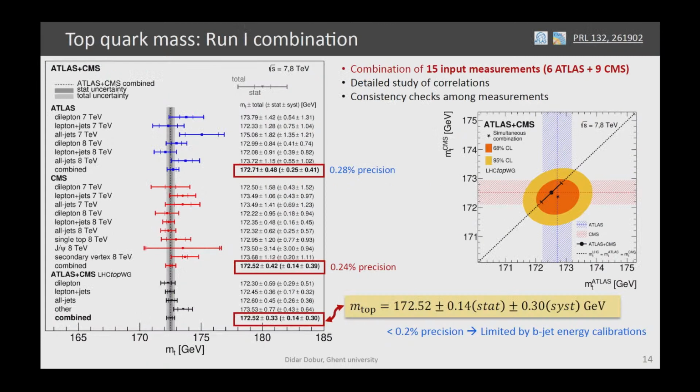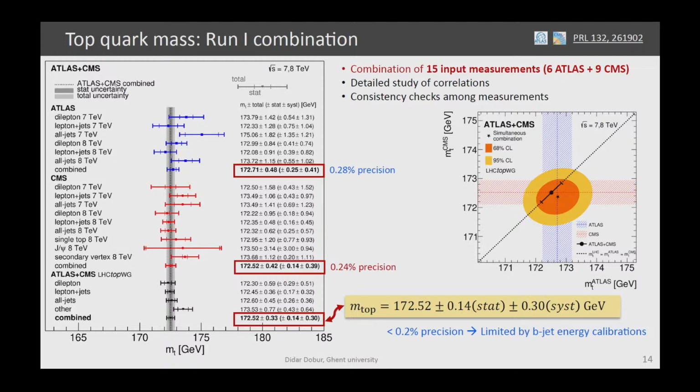Speaking of combination, CMS and ATLAS have combined their Run 1 top mass measurements. We combined 15 input measurements, 6 from ATLAS, 9 from CMS. You see the results that we used here. On the right side, you can see the final result.